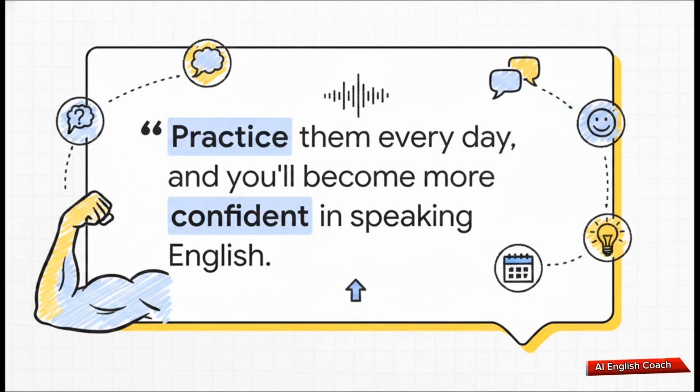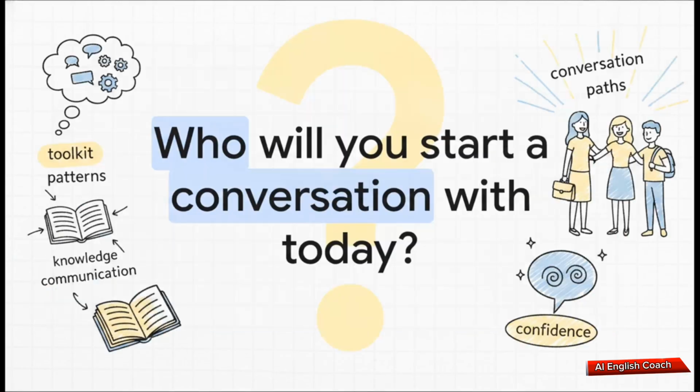Language is a muscle, and these patterns are your daily exercises. By rehearsing, what do you do, where do you live, what do you like, how is your day, and why do you think so, you are actively building the muscle memory required for true fluency. So, I want to leave you with a challenge. You've got the toolkit, you've got the patterns, you know exactly what to say. Who will you start your first conversation with today? Will it be a colleague, a friend, maybe a classmate? Step out there, use these patterns, and let your conversational confidence shine.